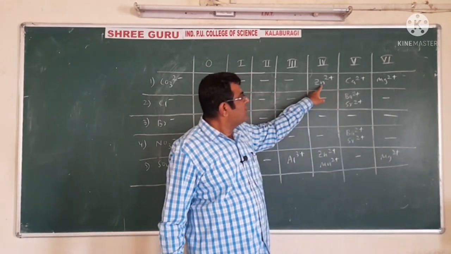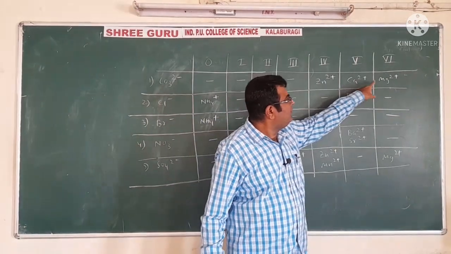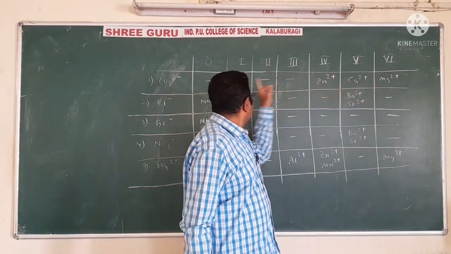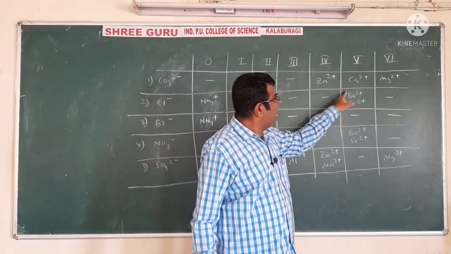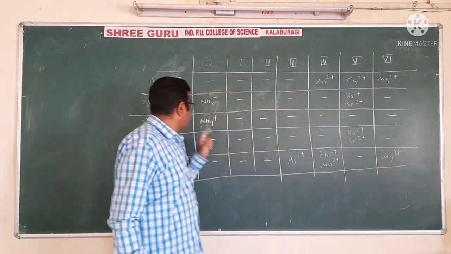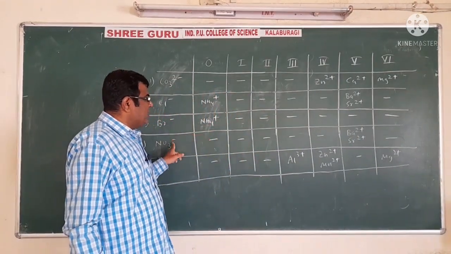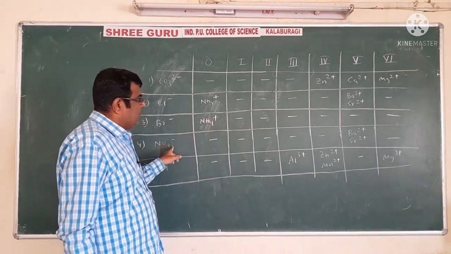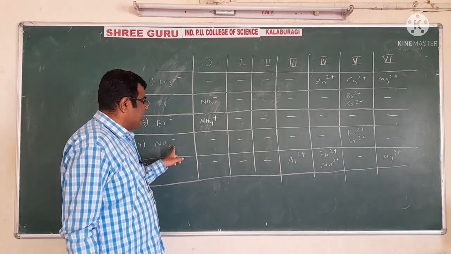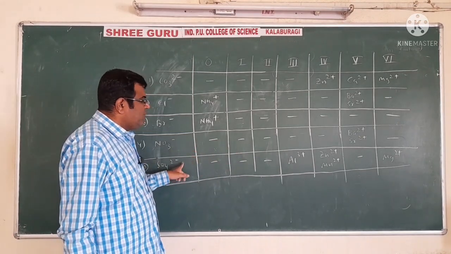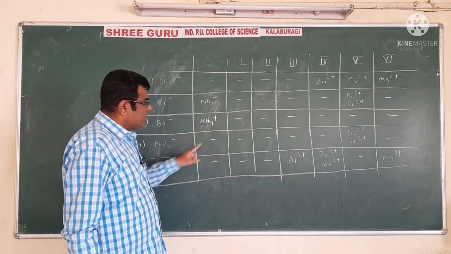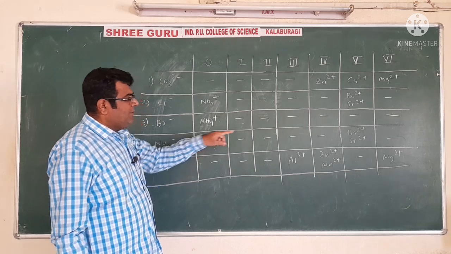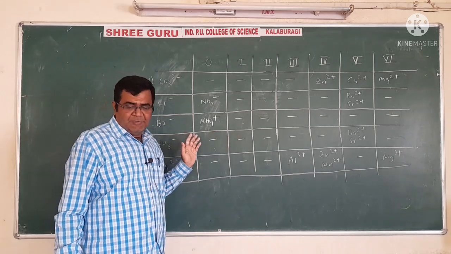Which are those? Zinc carbonate, calcium carbonate, magnesium carbonate. In chloride, ammonium chloride, barium chloride, strontium chloride. Ammonium bromide, barium nitrate, strontium nitrate, aluminium sulfate, zinc sulfate, manganese sulfate, magnesium sulfate.